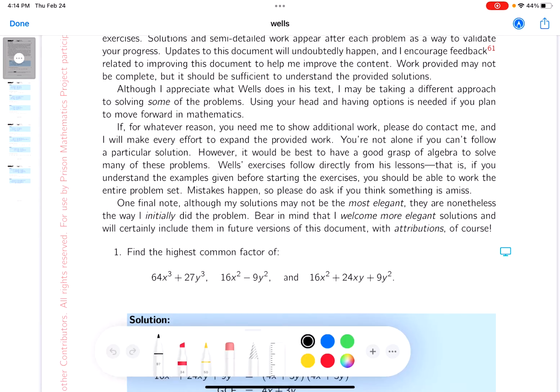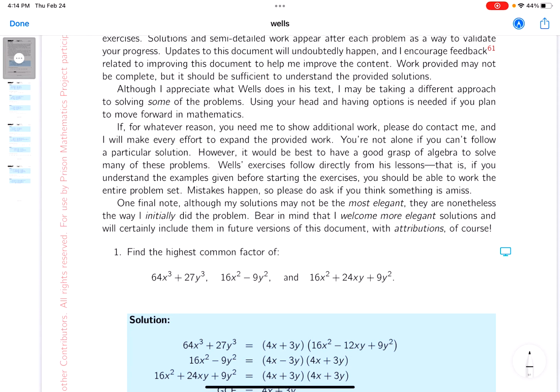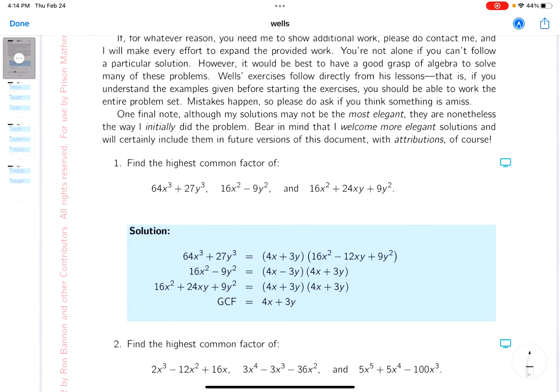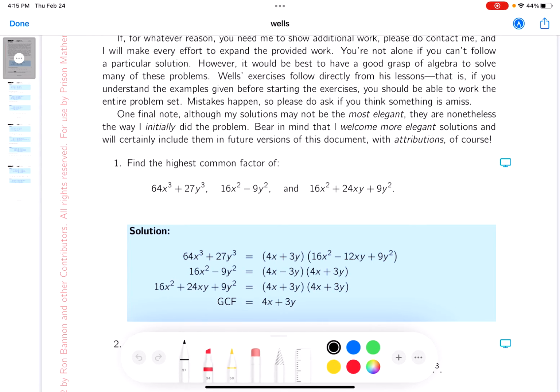The first one is 64x cubed plus 27y cubed. And that does factor nicely, by the way. Now, I have a key written for you for those students that are struggling. This is a sum of perfect cubes. So, 4x plus 3y, then it's going to be 4x quantity squared, which is 16x squared. Then it's going to be 4x times 3y, which is 12xy, so minus 12xy. And then the 3y quantity squared, which would be 9y squared.